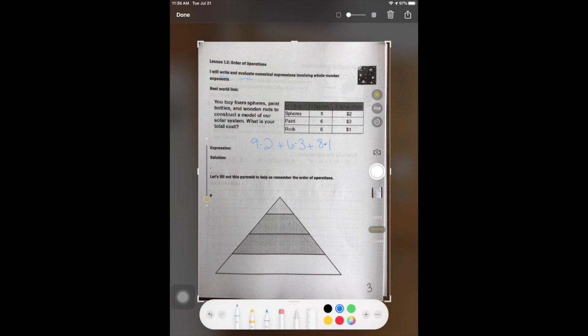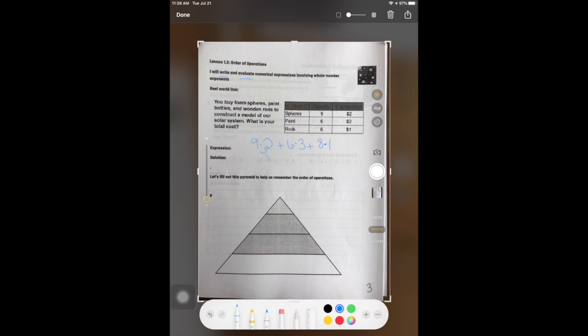Now, when I think about evaluating that expression, there's a certain order, that's what we're talking about today, that I have to do things in. I would want to take the cost of the spheres, the cost of the paint, and the cost of the rods and add those costs together. So my first job is going to be to multiply. I don't want to add first.